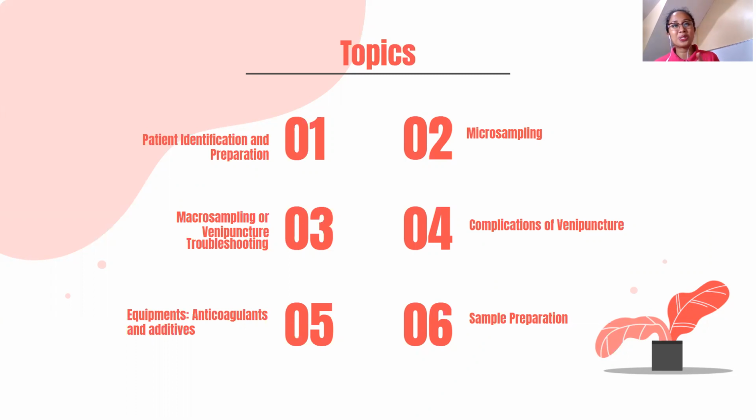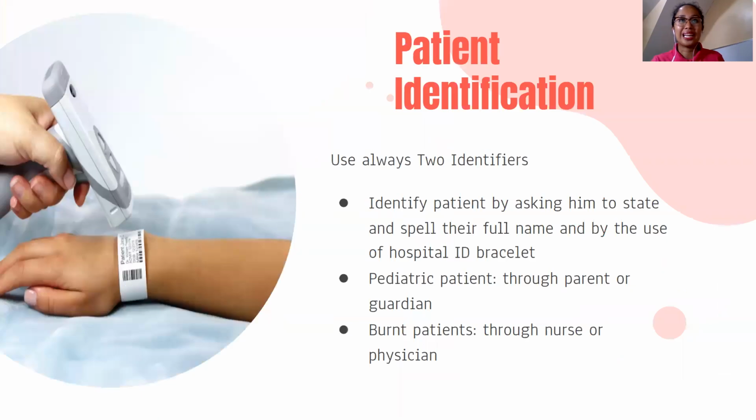That's the number one most important thing that we do. We have to prepare your patient. We will discuss how to troubleshoot during venipuncture, the complications, the different sites to avoid, the different equipment, and how to prepare your sample. When we say sample, either whole blood, serum preparation, and plasma preparation. So, grab your drink, grab your food, let's start.